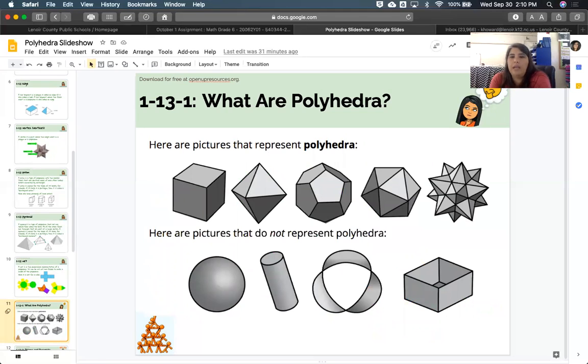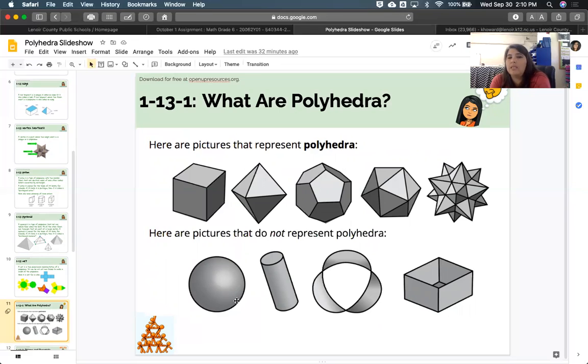So what are polyhedra? This slide shows some examples of polyhedra and some non-examples of polyhedra. Look at the top row. All of the polyhedra on the top have polygon faces. They're connected by edges and vertices, and they all have straight faces or straight edges. Pictures that do not represent polyhedra are at the bottom.